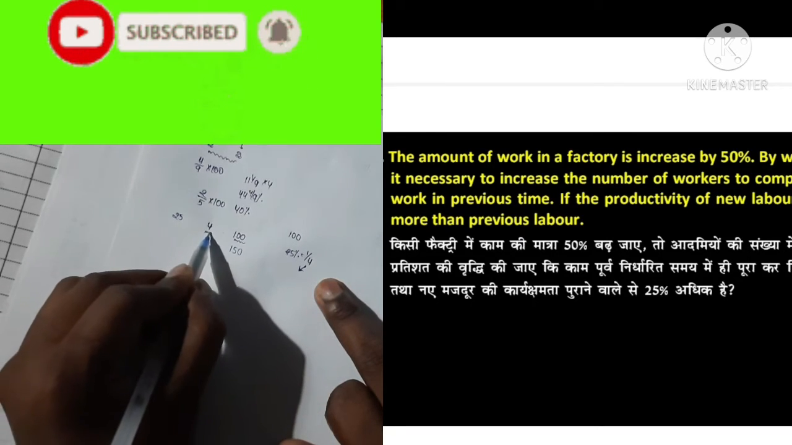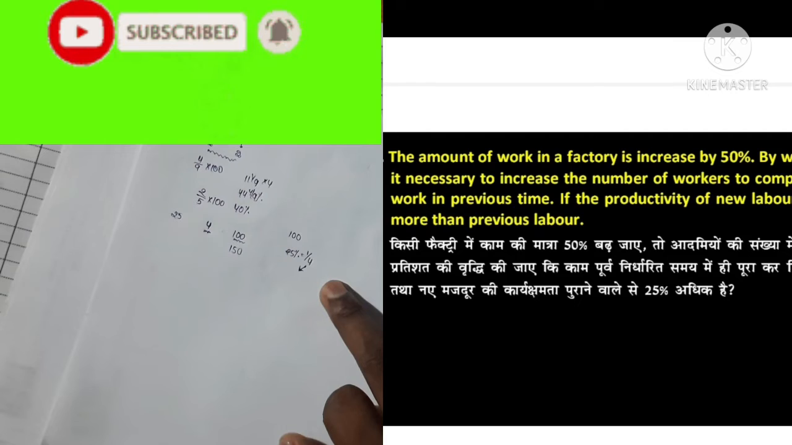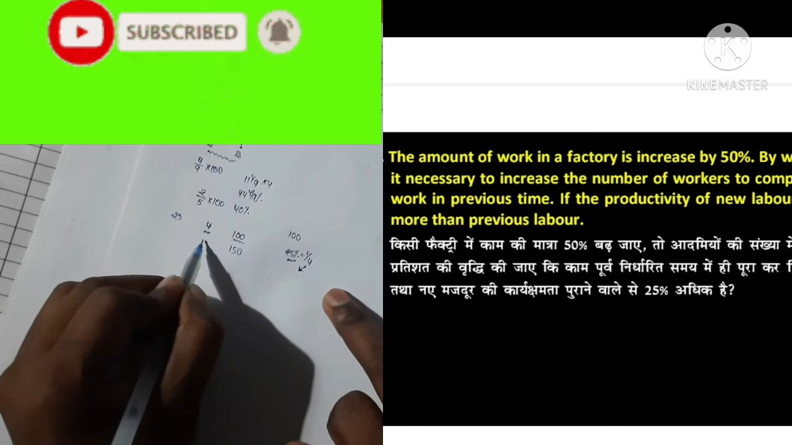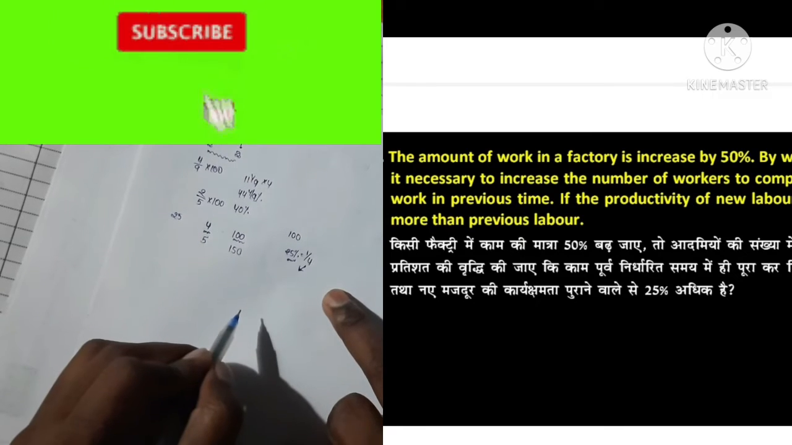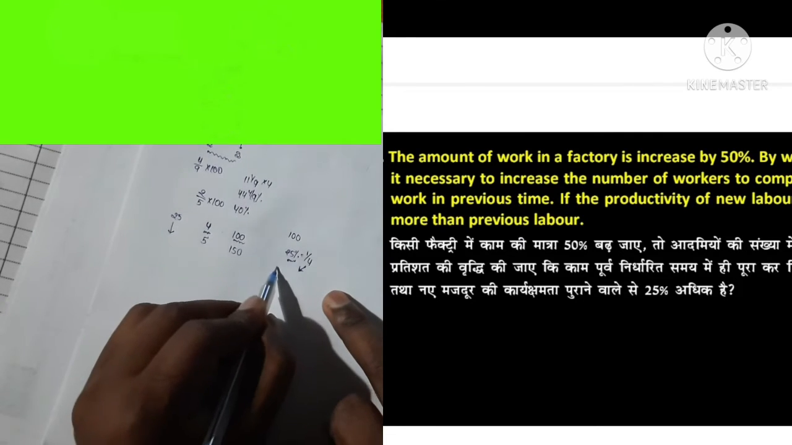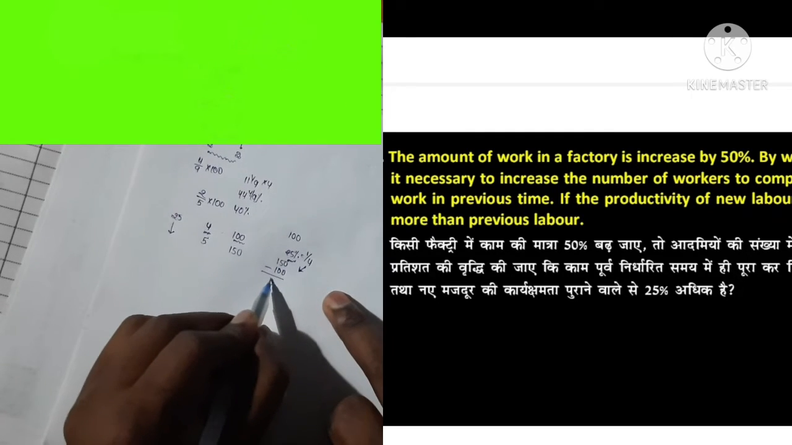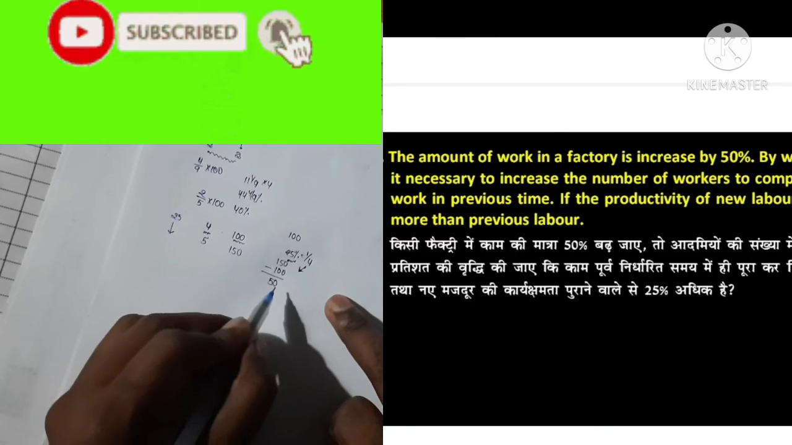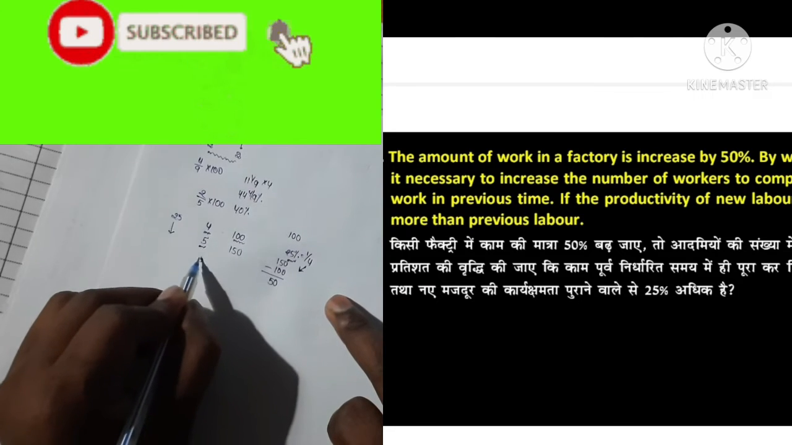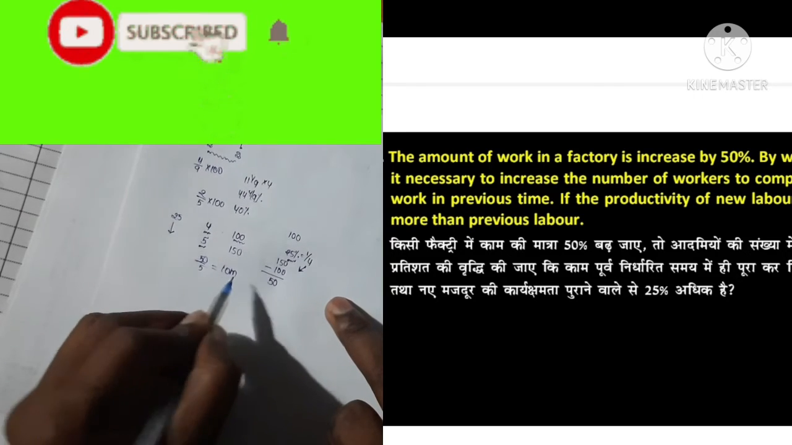The productivity of new labor is increased by 25%. That means this value is 5. See, 25 men can do a work of 100. The remaining work is 150 minus 100, the remaining work is 50. Now the productivity of labor is 5. So 50 by 5, the value is 10. So it is required 10.